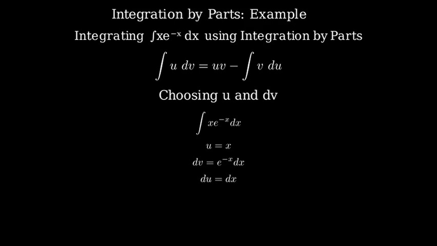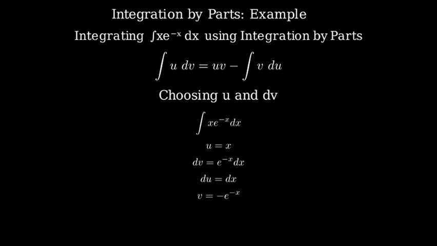Now we need to find du and v. To get du, we differentiate u with respect to x. The derivative of x is 1, so du is just dx. To find v, we integrate dv. The integral of e to the negative x dx is negative e to the negative x. Notice we don't need the plus c here, because it will be accounted for in the final integral.